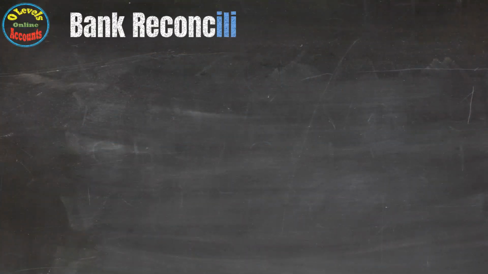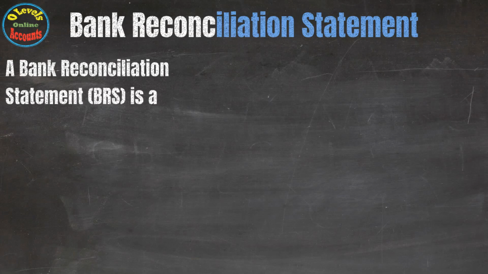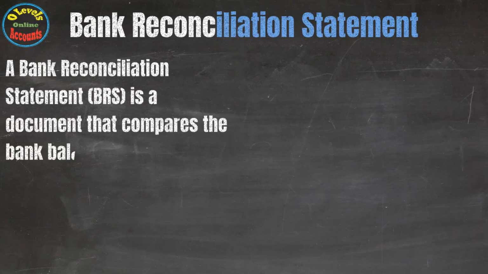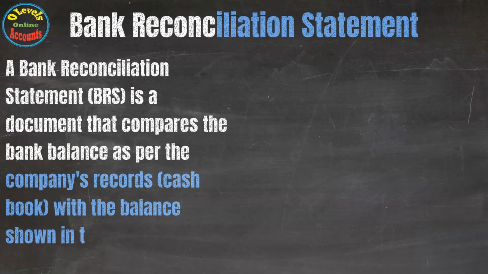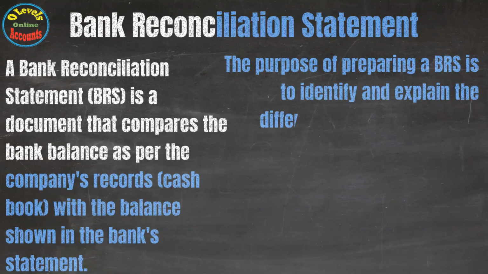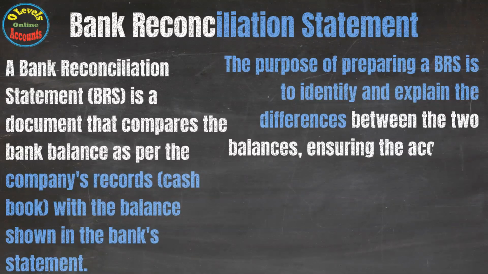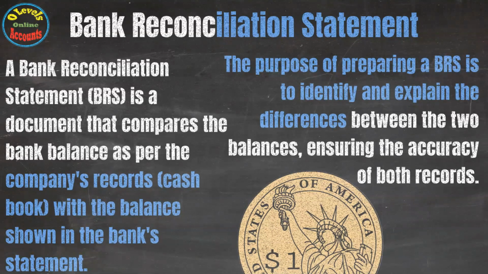What is a bank reconciliation statement? A bank reconciliation statement is a document that compares the bank balance as per the company's records or cash book with the balance shown in the bank's statement. The purpose of preparing a BRS is to identify and explain the differences between the two balances, ensuring the accuracy of both records. Let's check its importance.